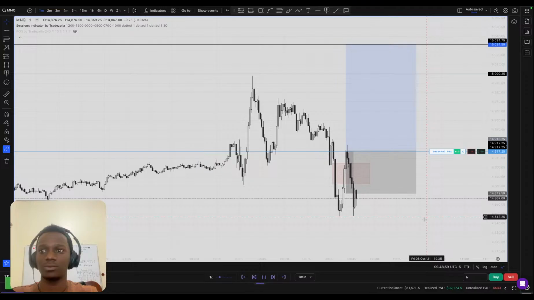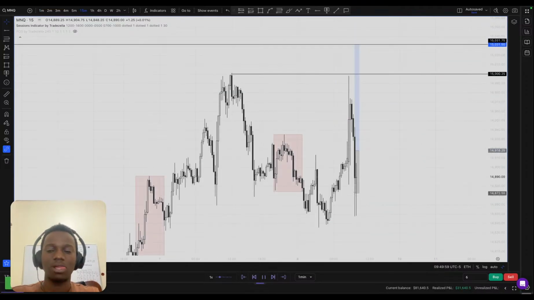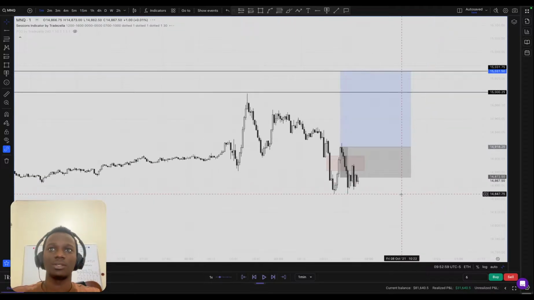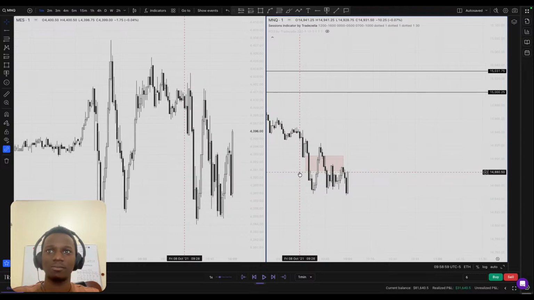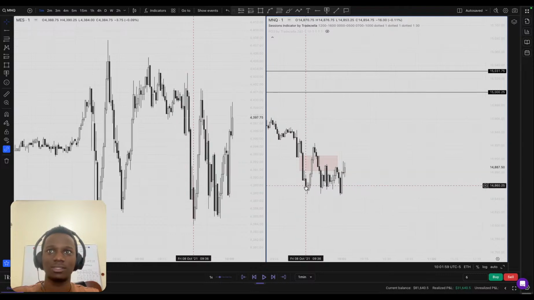Then get stopped out right away. That was not fair, NQ. Not fair. So maybe if I'm too long, I'd like to wait for another run lower.